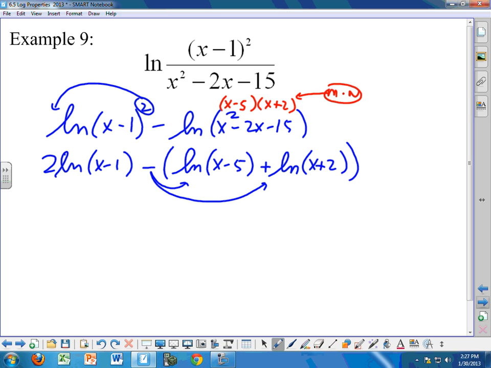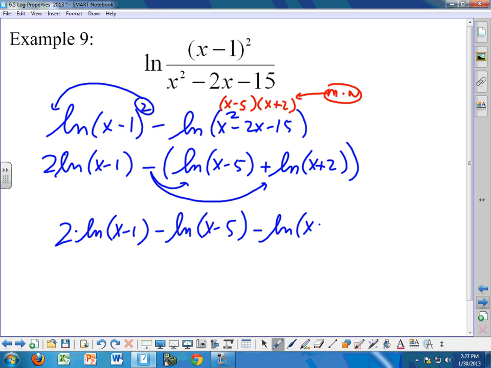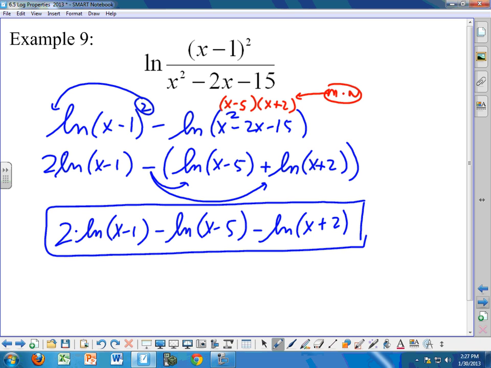We want to make sure we do that properly. So the final answer here, 2 times the natural log of x minus 1 minus the natural log of x minus 5 minus the natural log of x plus 2, excuse me. And we have now broken this down into its smallest components.